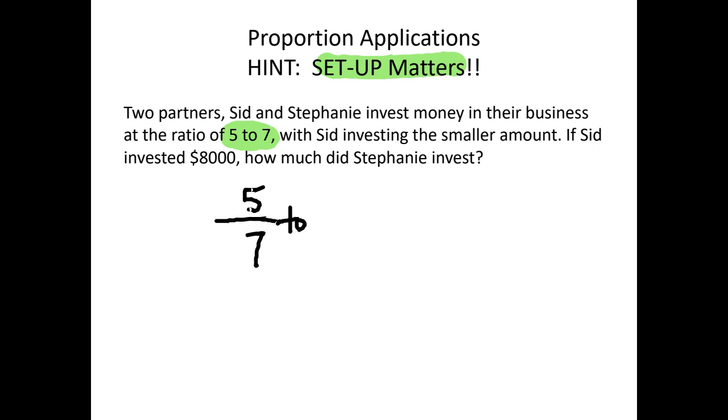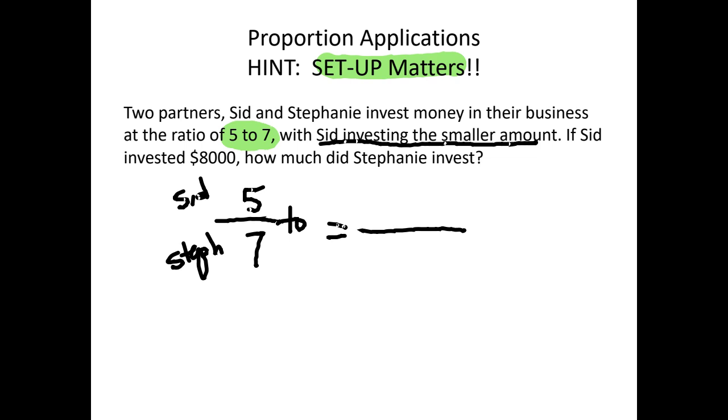Now, with Sid investing the smaller amount, well, that means this is Sid, this is Stephanie. 5 to 7. 5 means not as much money as the person who has 7. And this is going to be where it comes in. Sid is going to be up here. Stephanie is going to be the denominator. Now, why does that work?